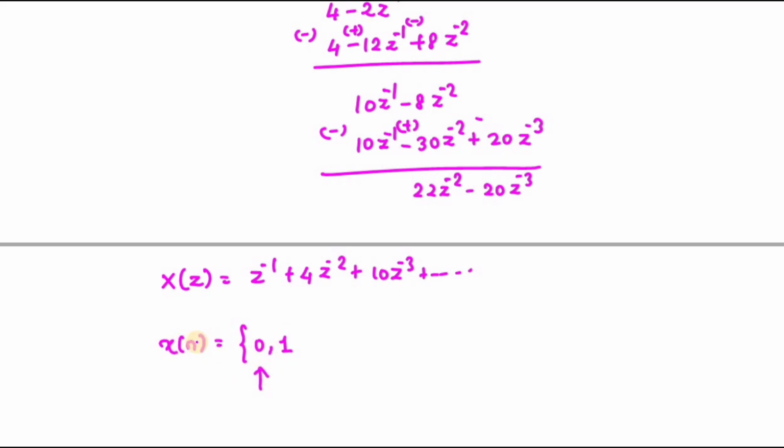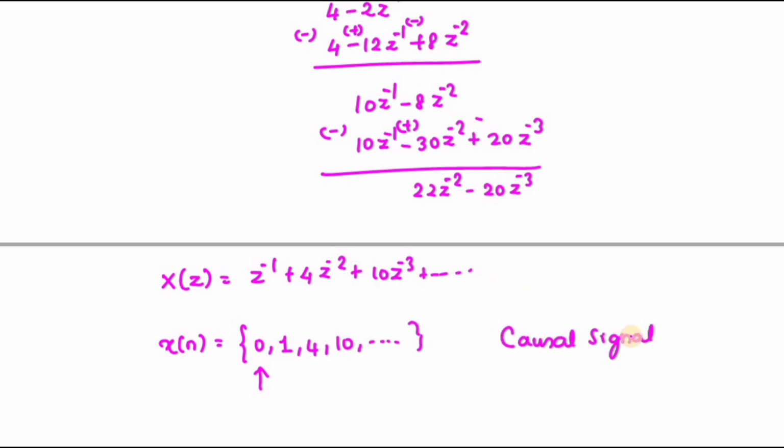For x(1) it is 1 into z power minus 1. For x(2) it is 4 into z power minus 2. Next for x(3) it is 10 into z power minus 3. And it goes on, right? And you can see this signal is causal because you are having only the z power minus values. So this signal is causal.